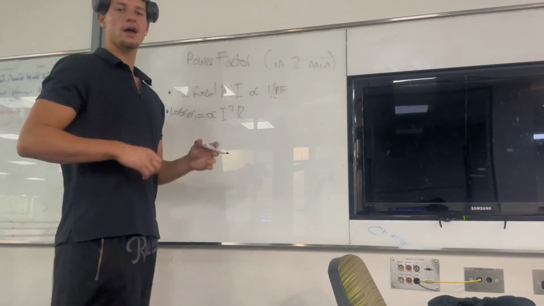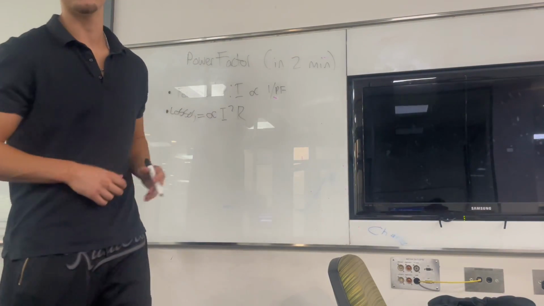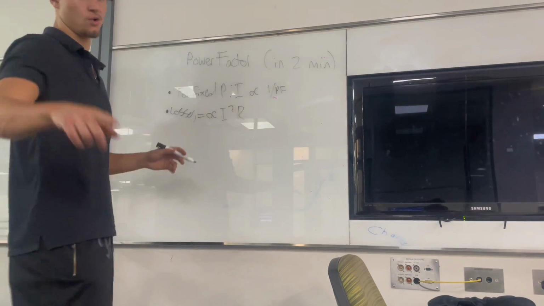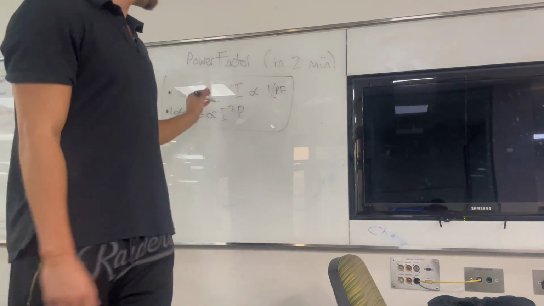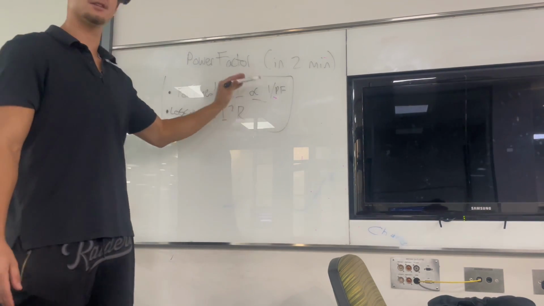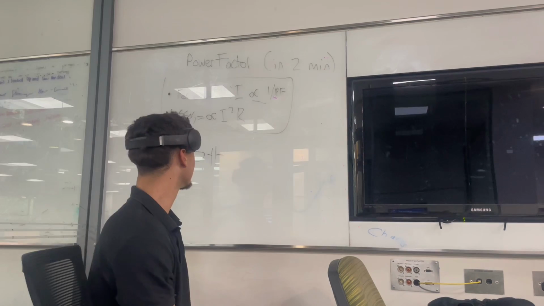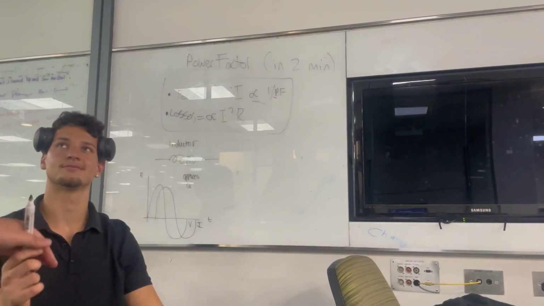Low PF means higher current for the same useful power. Higher current means hotter cables, bigger transformers, more voltage drop, and if you're a business, penalties or higher demand charges. For fixed P, I is proportional to 1 over PF. Losses are I squared R.